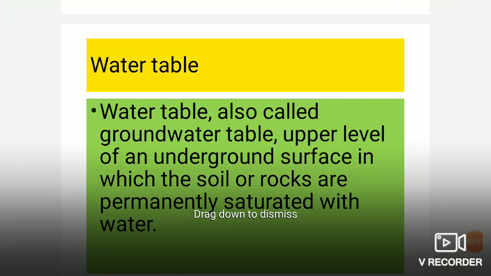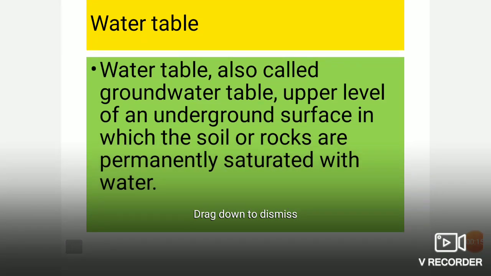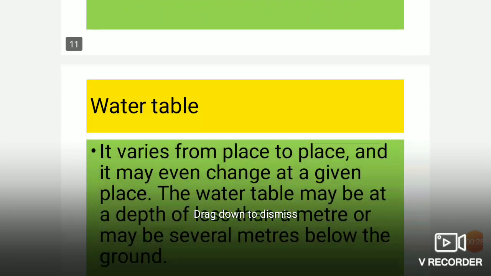In the previous one we had discussed the water cycle. Now after that, the water table. So what is the water table? The water table, also called the groundwater table, is the upper level of the underground surface in which the soil or rocks are permanently saturated. Saturated means filled with water, and this is termed the water table.